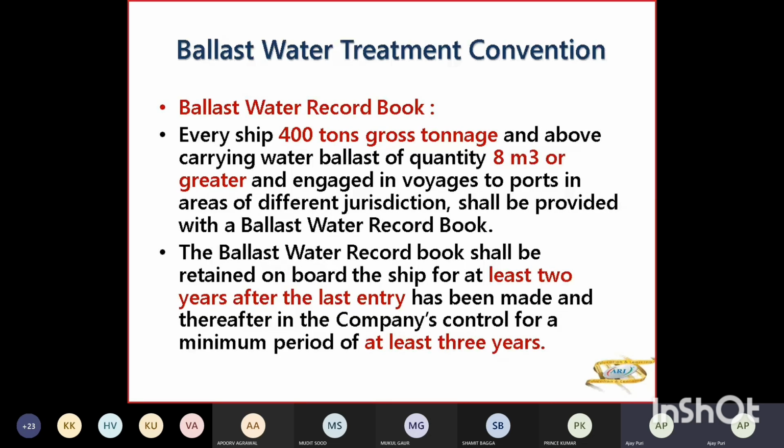So a ballast water record book should be provided for every ship of 400 gross tonnage and above, carrying ballast water quantity of 8 meter cubes or more, engaged in voyages to ports of different jurisdiction or different areas. So suppose you are in the US, on the East Coast, maybe you are in Houston, then you're going to other states, because that's the United States and every state will have a different jurisdiction. So there you require a ballast water record book for coastal vessels also, which are going from one area to the other area of different jurisdiction.